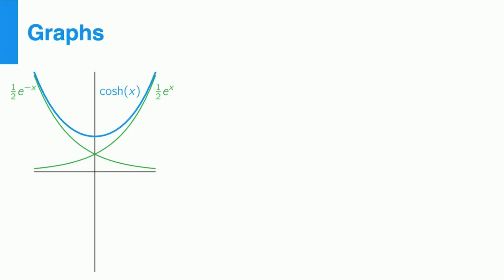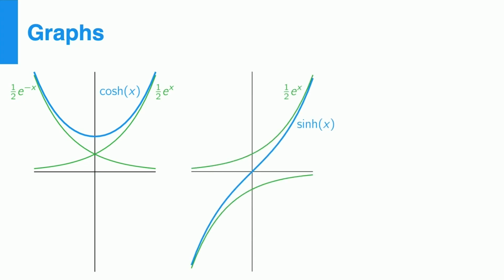Indeed, for large positive x values, the negative exponential becomes negligible, and the hyperbolic cosine acts almost like a single exponential function. The graph of the hyperbolic sine can be understood in much the same way. Its behavior for large positive values of x is dominated by the positive exponential and quickly becomes indistinguishable from the hyperbolic cosine. For negative values of x away from the origin, the graph behaves as a descending exponential function.